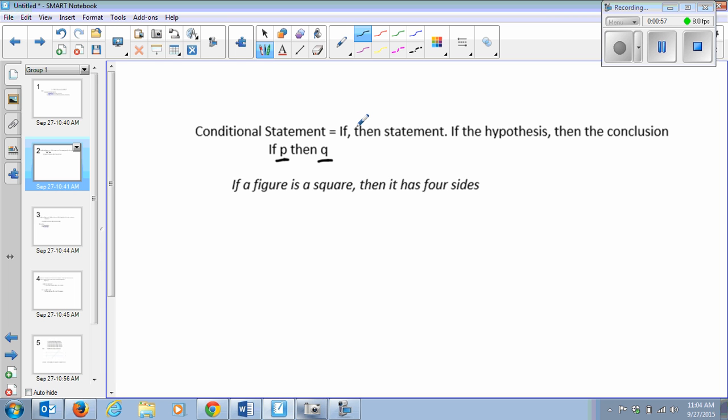Remember, the hypothesis is after if, the conclusion's after then. On your own sheet of paper, see if you can identify for this statement, if a figure is a square, then it has four sides, the hypothesis and the conclusion.